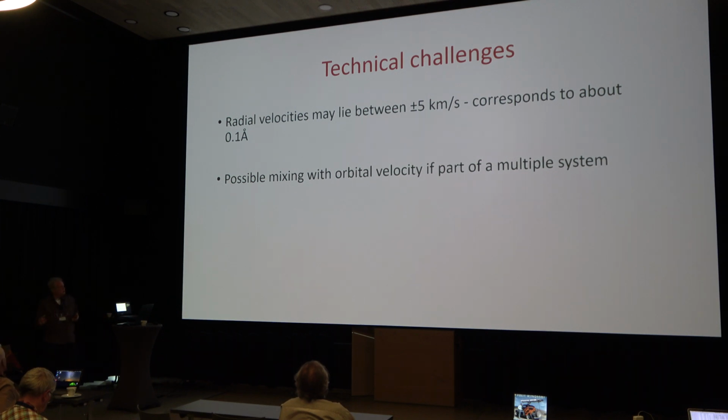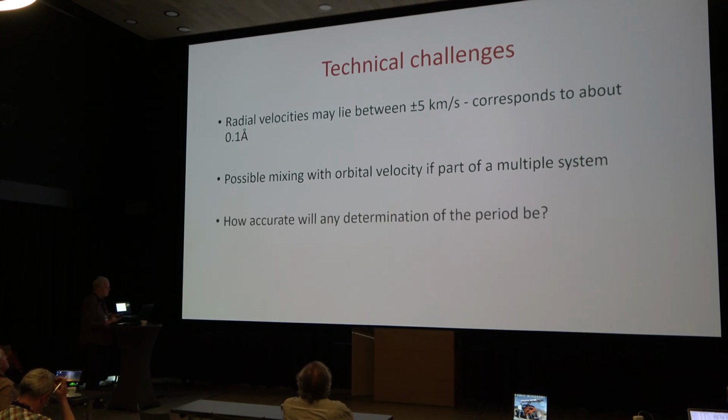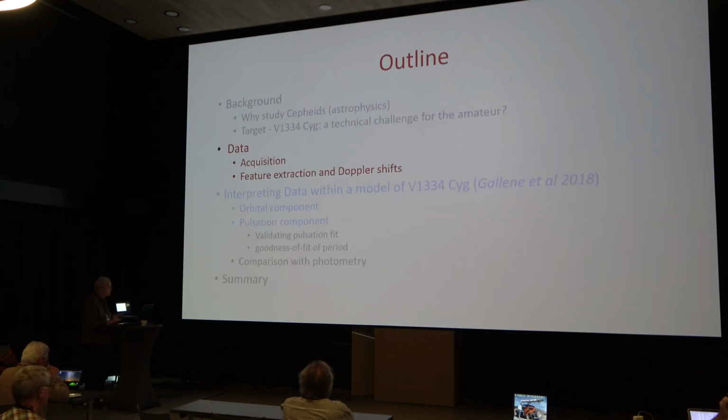But there's the other complication that the raw radial velocities I get are compounded with an orbital component, because it's a multiple star system. So I've got to try and dissect out that orbital component. And then I'm going to look at determination of the period. How accurate was my determination of the period, and what does the search space look like? I think that's interesting. Okay, so data acquisition.